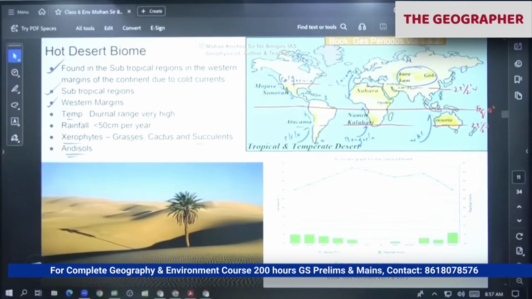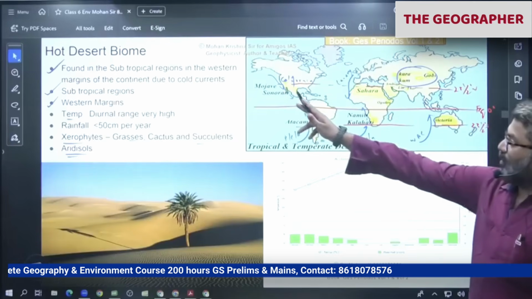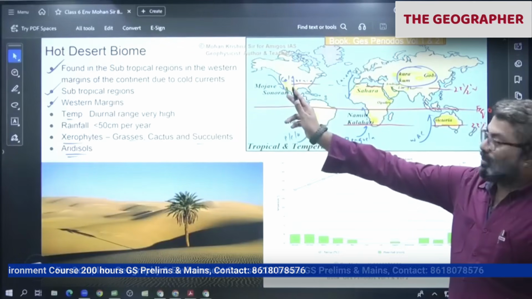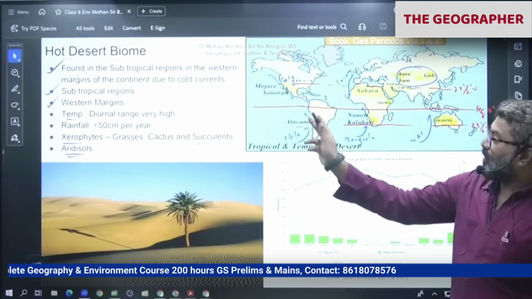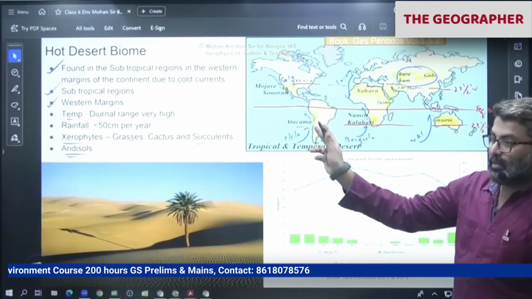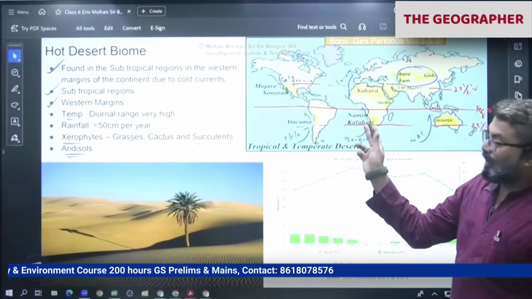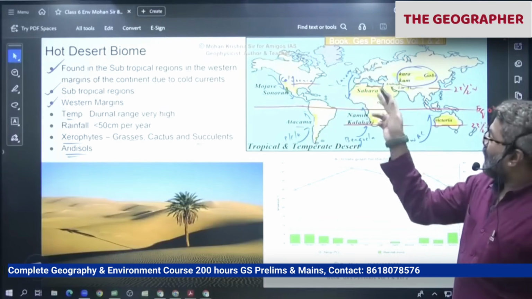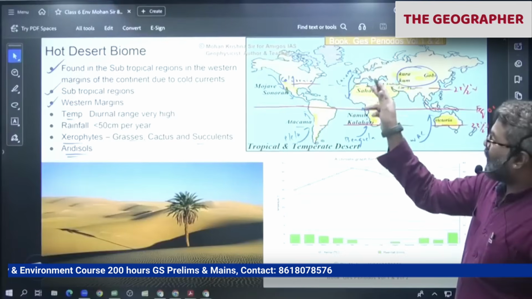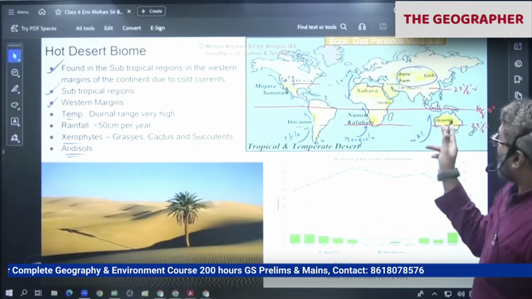So hot desert biome. Names of the deserts, you notice. Mojave, Sonoran, here, California, US. Atacama, here, Chile. Sahara, Kalahari, Namib in Africa. Here you can see Arabian deserts, so many deserts, up to Thar. Then Australia, Victoria.